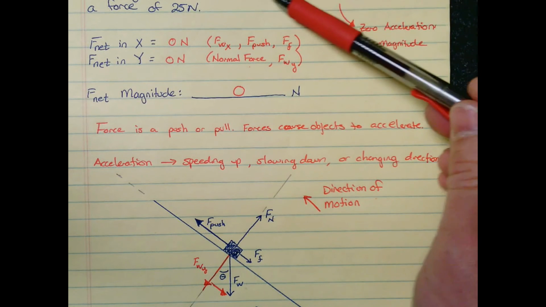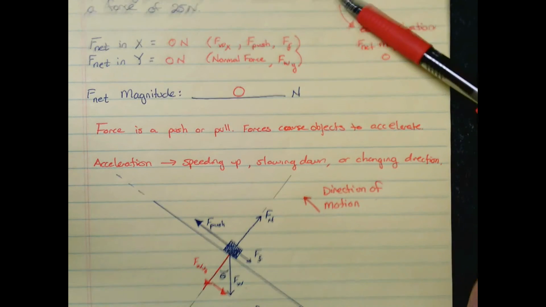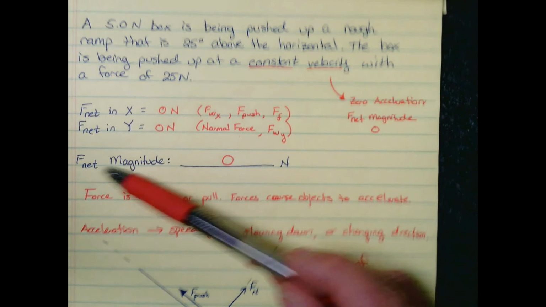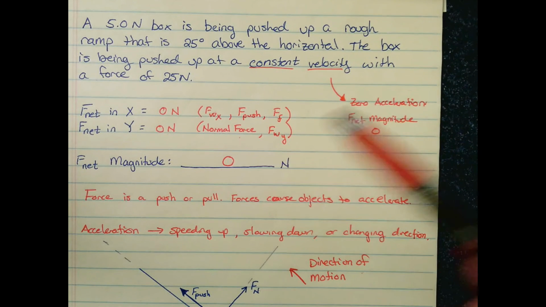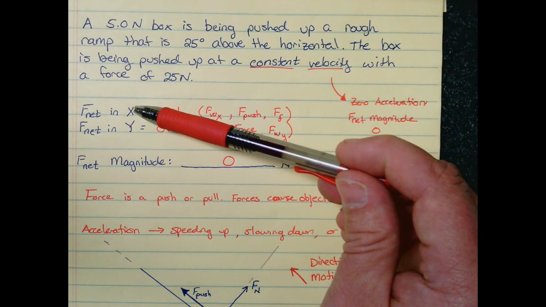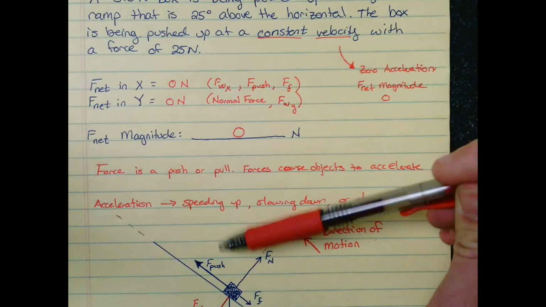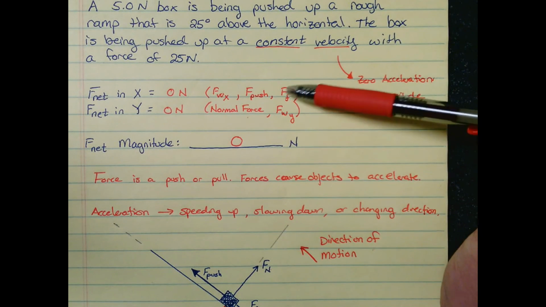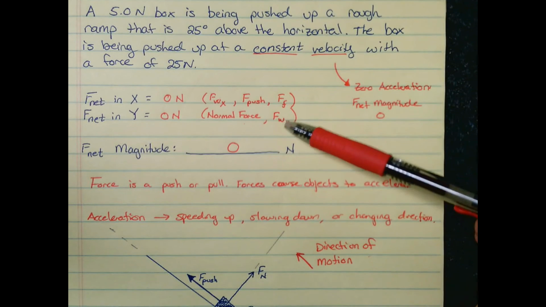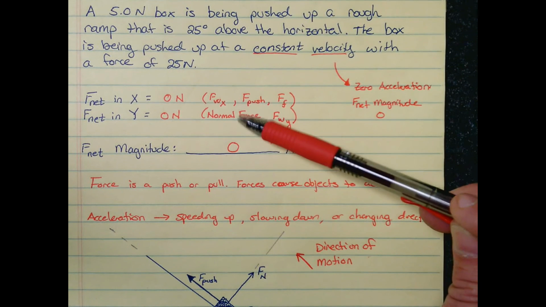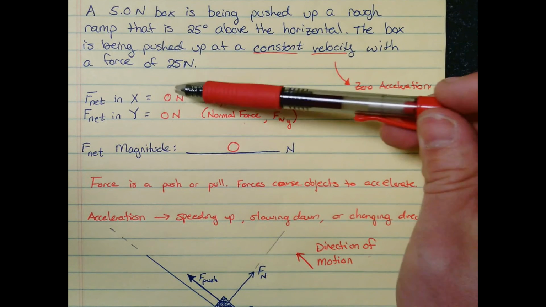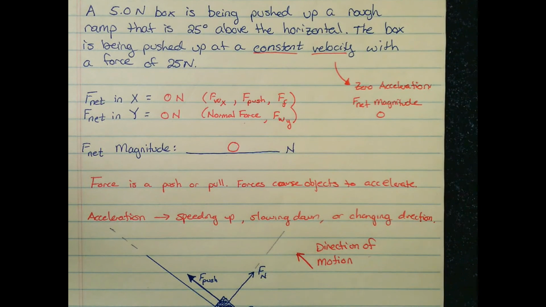But really, these two words in the problem, constant velocity, basically tell us that the net magnitude has to be 0 because there's no acceleration. And if that's the case, then when you add up all of the x vectors, Fwx, the force push, the force of friction, they all cancel each other out. And when you add up all the y vectors, the normal force and the force of gravity acting opposite the normal force, they also cancel each other out. So really this problem ends up being 0 newtons, 0 newtons, 0 newtons.